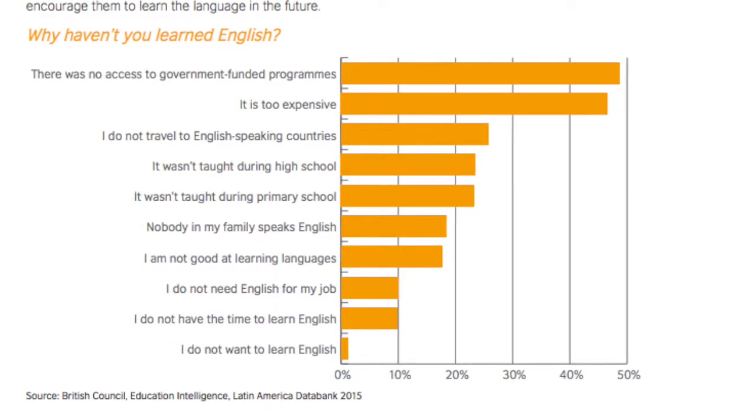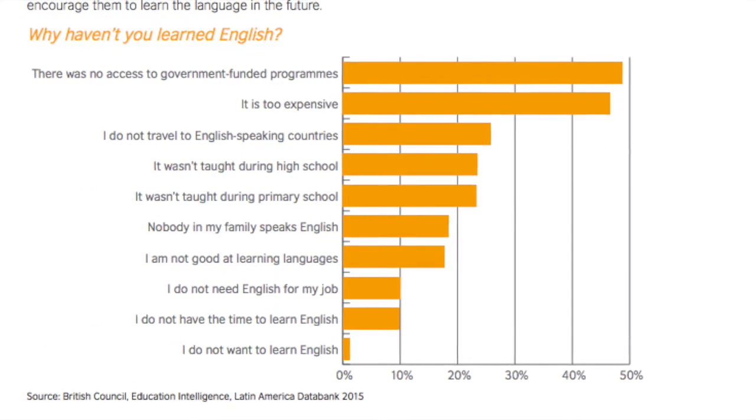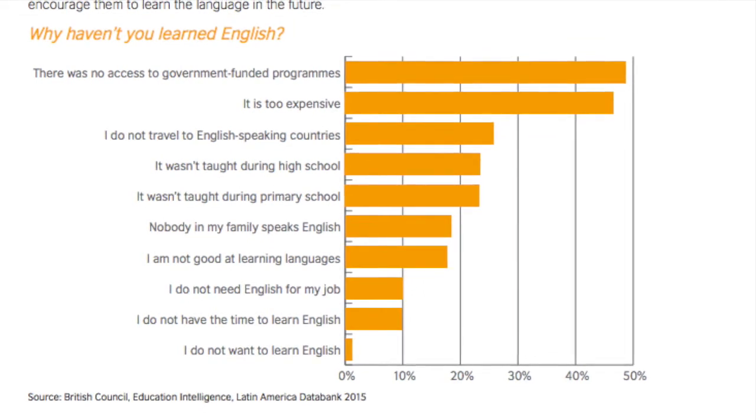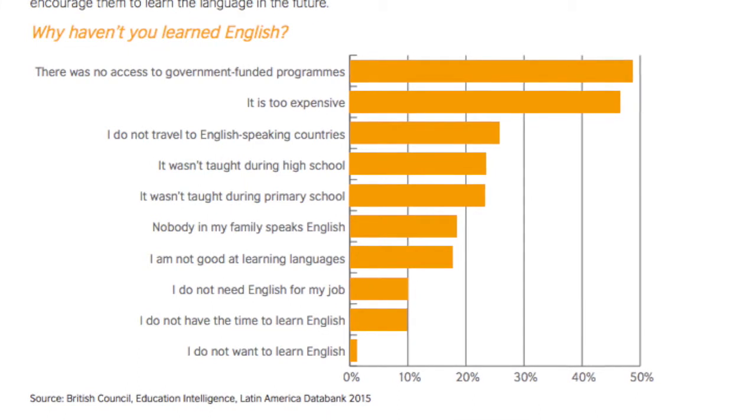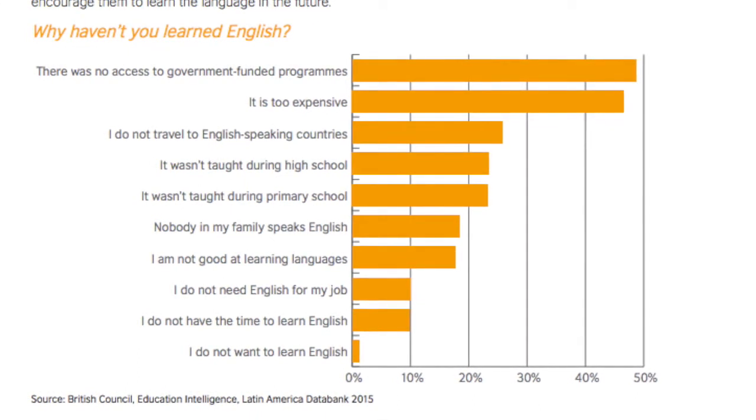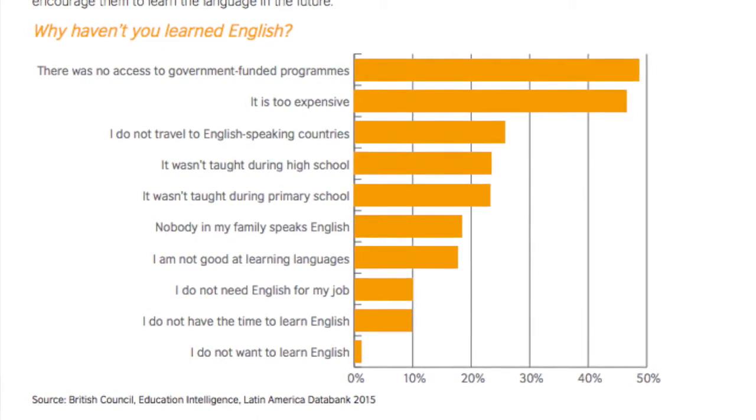Also, according to BritishCouncil.org, a large reason why students haven't learned English is because of the lack of access to government funded programs. So, students don't have the financial means to study English.